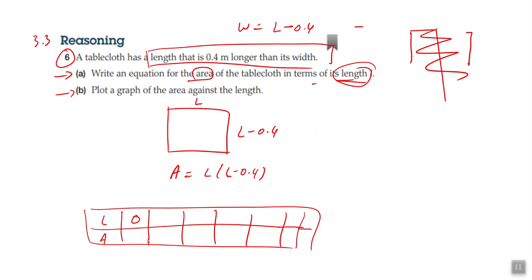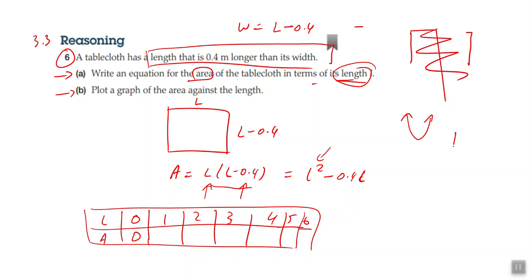Let's go 0, 1, 2, 3, 4, 5, 6. At 0, when I sub in L equals 0, A equals 0. Before I even get started, I need to get an idea what the shape of the graph is. If I expand it, I get L squared minus 0.4L. I know the square term is positive, so I'm going to get a shape that looks like this. It's going to be a positive parabola. And I know my intercepts are going to be at 0 and at positive 0.4.